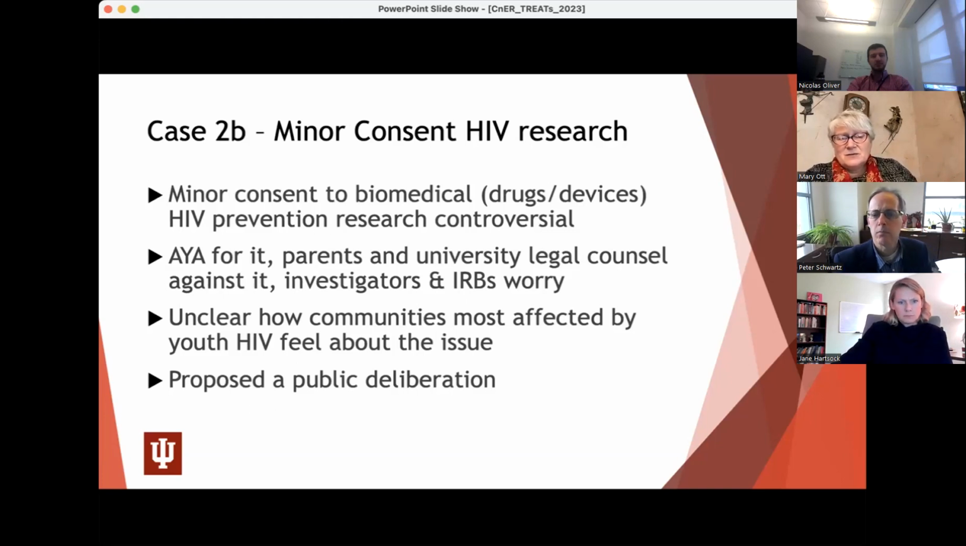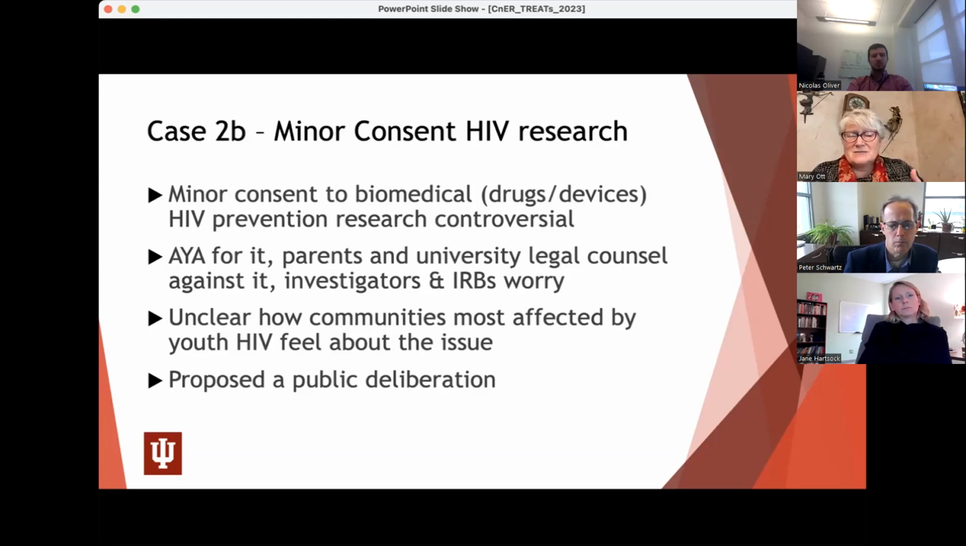When we interviewed stakeholder groups, young adolescents and young adults were for it. They said absolutely they would never consent if they were required to get parental consent. Parents and university legal counsel were absolutely against it. Parents felt very strongly that young people shouldn't be able to consent for research with this degree of physical risk without parental consent.